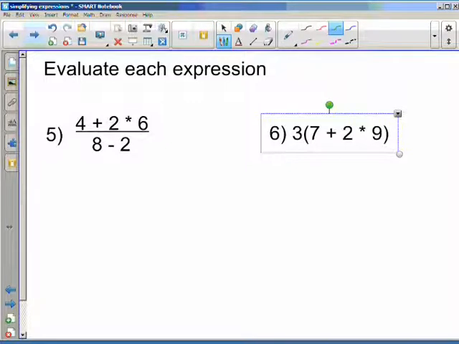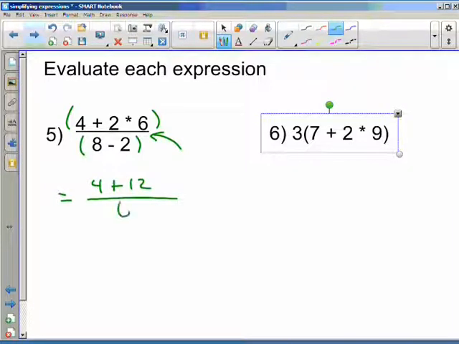We'll go ahead and look at this long fraction bar. This long fraction bar should be looked at like a parentheses, essentially on top and on bottom. We'd evaluate those separately. So we look in the numerator here, and we would get 4 plus 12. And in the bottom, 8 minus 2 is 6. 4 plus 12 is 16 over 6.